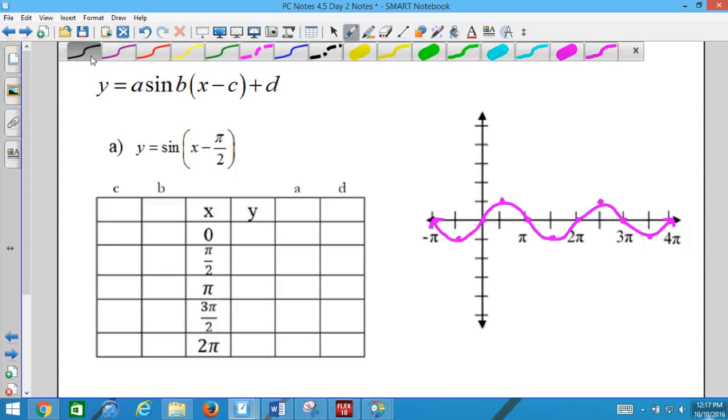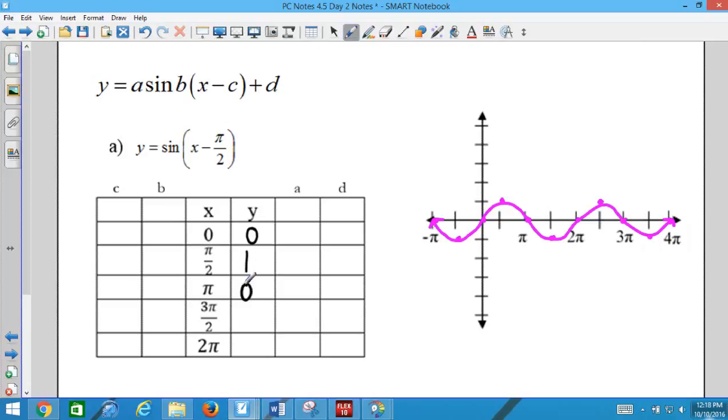Let me throw in my key point. So we have a C value, and I told you anything on the x side is opposite. So since it says minus pi over 2, we're actually going to add pi over 2. That means this is going to go to the right pi over 2 units.